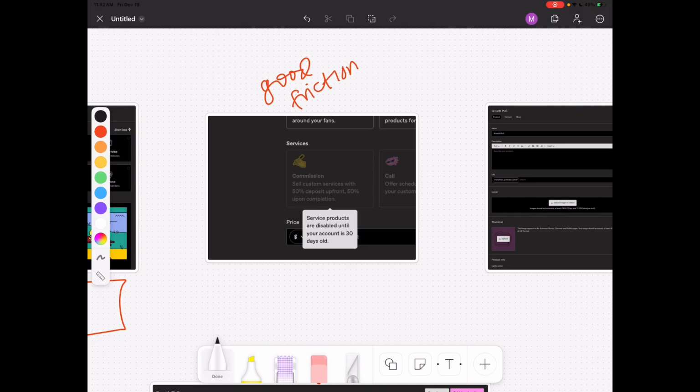This is a really good example of good friction, and I'm going to tell you why. When I hovered over these services and saw that service products are disabled until your account is 30 days old, this tells me that they want you to stick around for the 30-day period. If you want commission or any of these other advanced service offers, they want you to essentially act like it. You have to hit certain milestones that they assume you will hit if you stick around for 30 days.